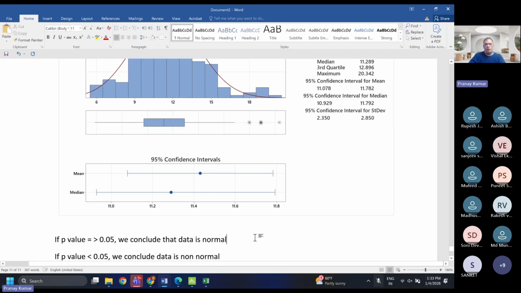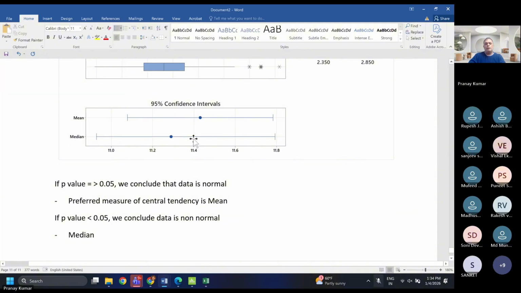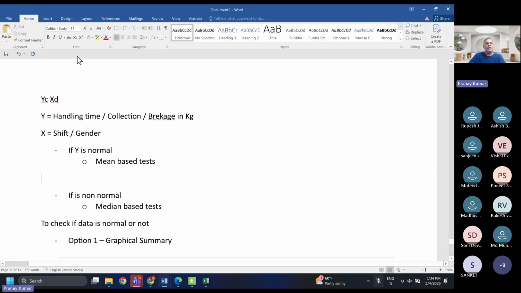If your data is normal, the preferred measure of central tendency is mean. If data is non-normal, you will use median. Clear, everyone? Yes, sir. So I'm saying there are two situations. One in which y is normal, another in which my y is non-normal. When my data is normal, we have three tests that we can perform.